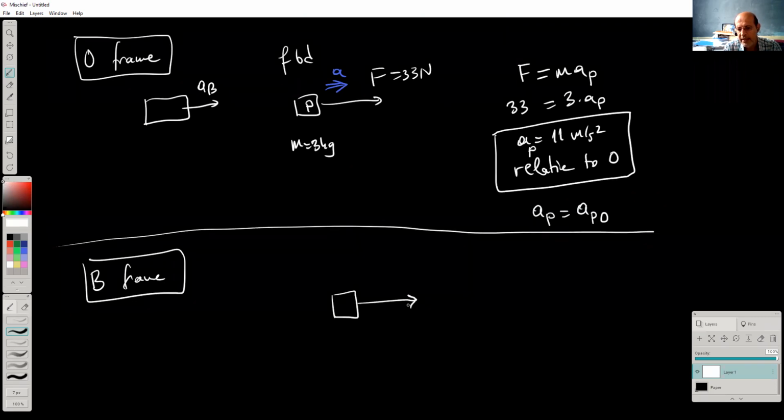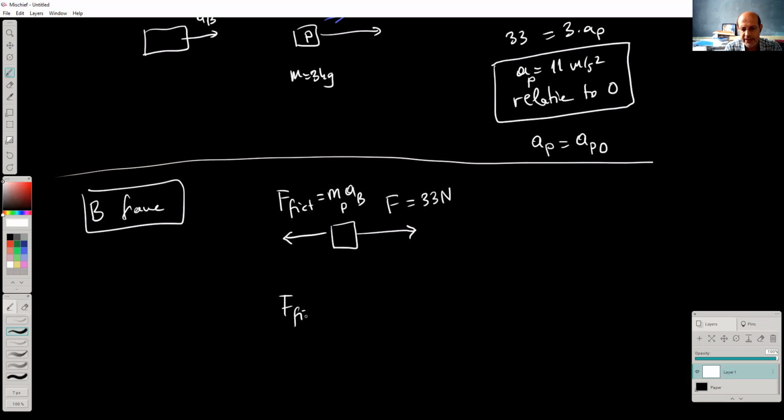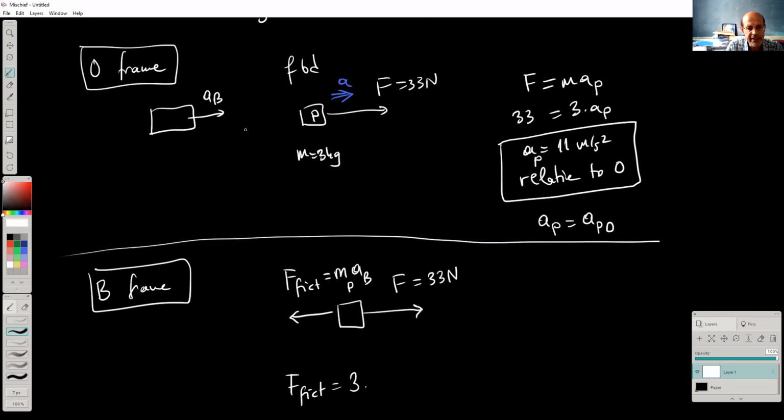So there is a real force in here, which is 33 newtons. And then there's a fictitious force. This fictitious force is acting towards left, and its magnitude is given as the mass of the particle times the acceleration of the reference frame. In this case, the mass of the particle is 3, and the bus was accelerating with an acceleration of 3 meters per second squared. So therefore, this is 9 newtons and towards the left.